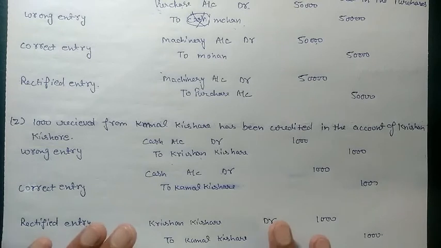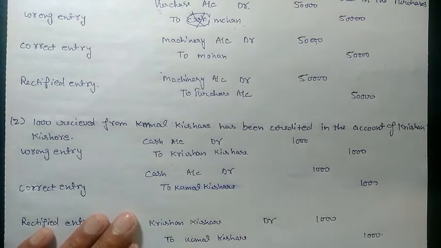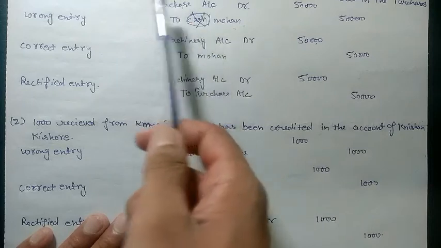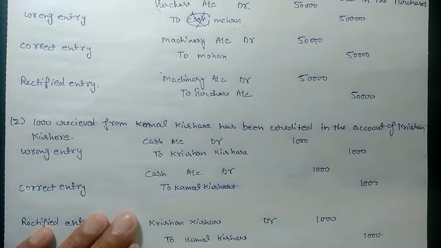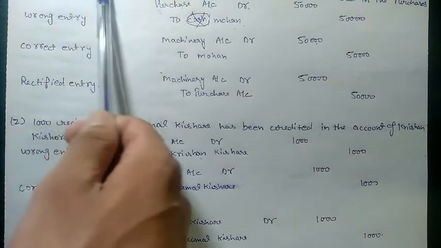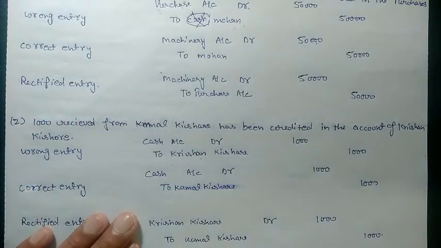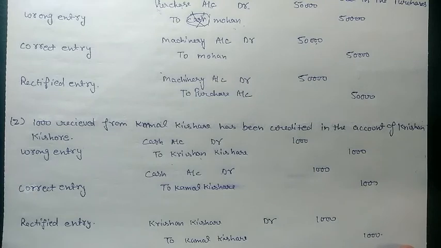In this question also, we have made a wrong entry in the wrong account. Like in the first question, we made an error of principle, in which we took capital expense as a revenue expense, because machinery purchase is a capital expense for us, but we took it as revenue expense by posting the entry into the purchase book. In this question, we have made the wrong entry in the books, in which we have posted in the Krishan Kishore account instead of Kamal Kishore.